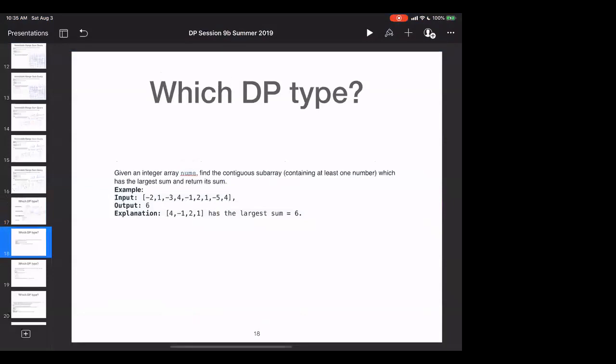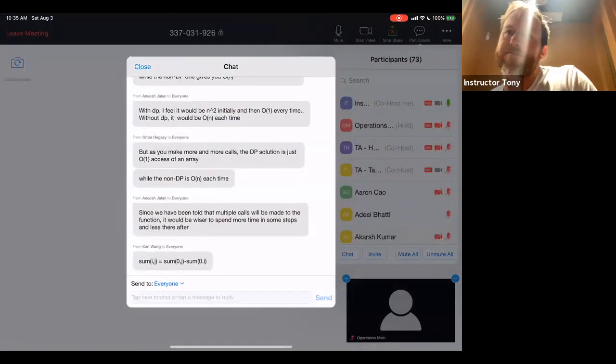And so here we go. This first problem, given an array of numbers, find the contiguous subarray containing at least one number which has the largest sum and return its sum. So that's looking for the largest contiguous subarray. So just a quick vote on what subtype that is.